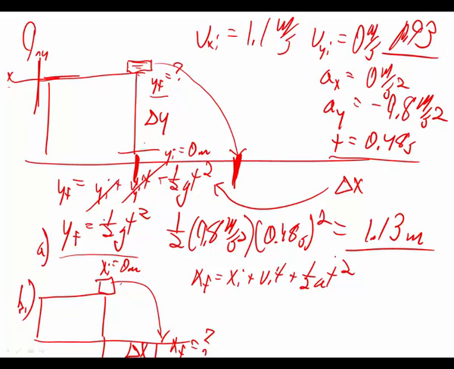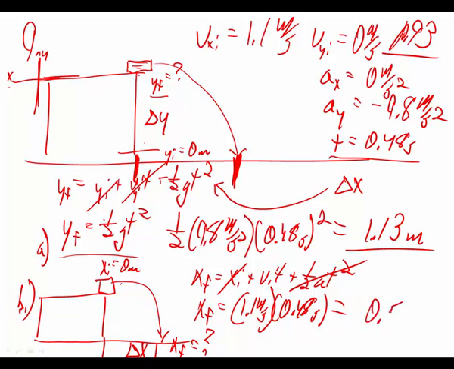All right, y'all, what was the initial displacement? 0? Well, wait a minute now. What was the x acceleration? 0. So x final is equal to what? 1.1 meters per second times 0.48 seconds. And we get a distance of what? 0.53 meters.